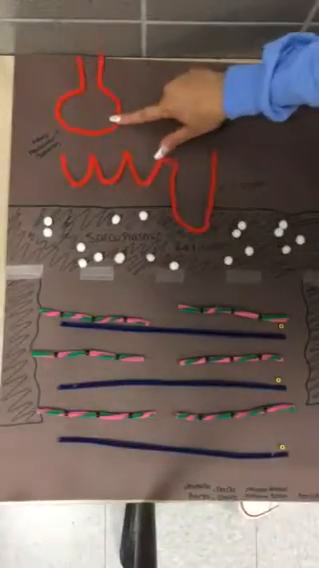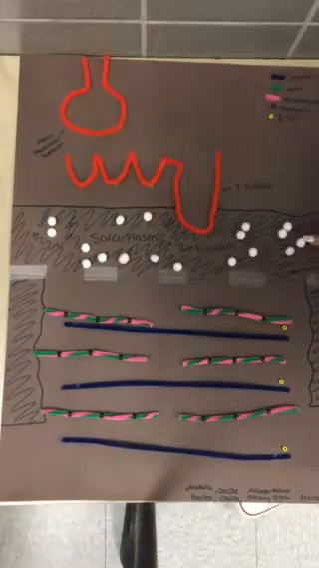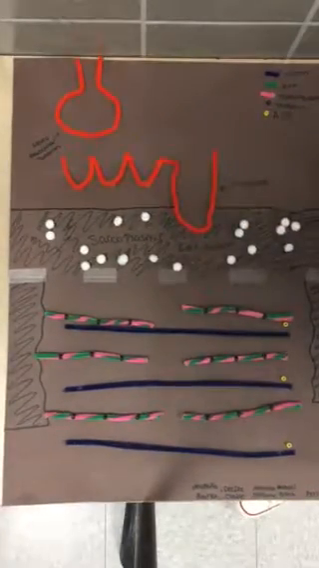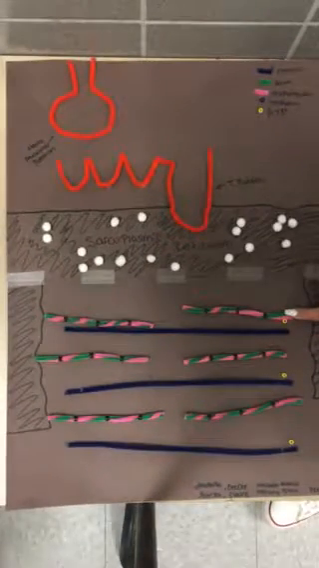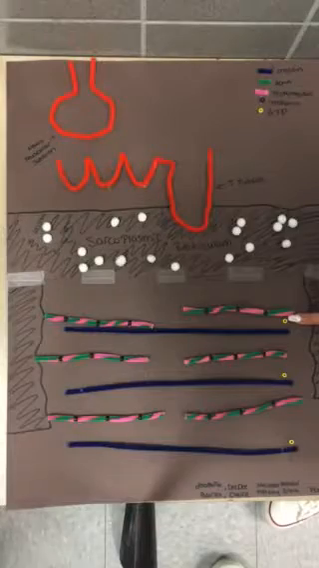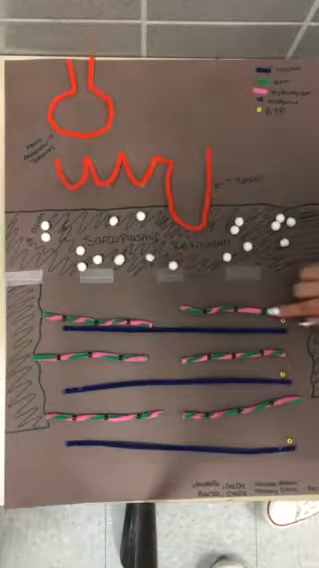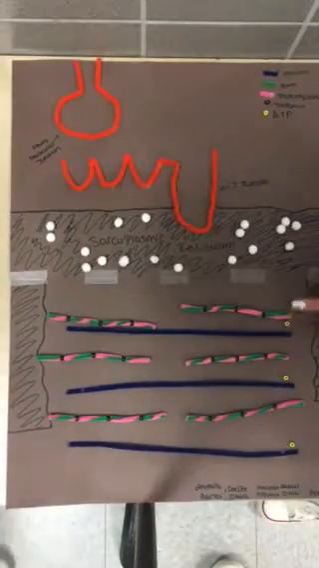So this would be the neuromuscular junction. This is the T-tubule. The white balls are calcium, and they're inside the sarcoplasmic reticulum. The blue would be myosin. The green is actin. The pink is tropomyosin. The black beads are troponin, and the yellow is ATP.